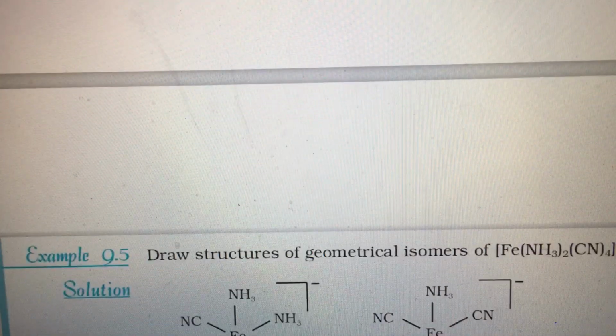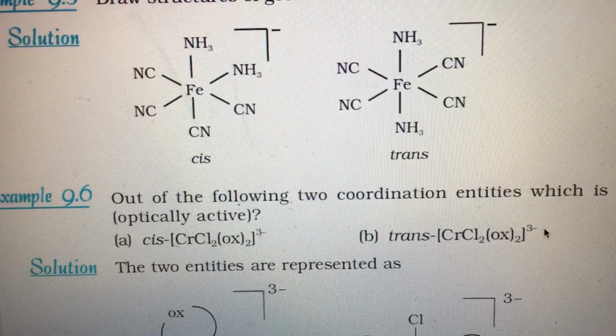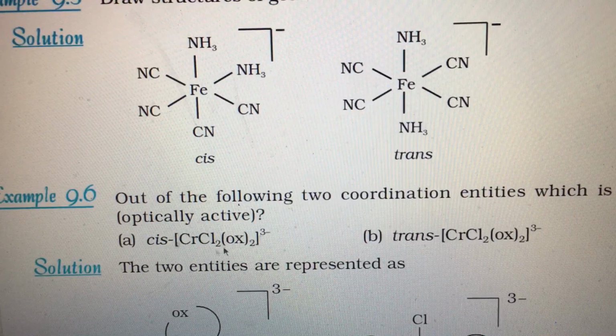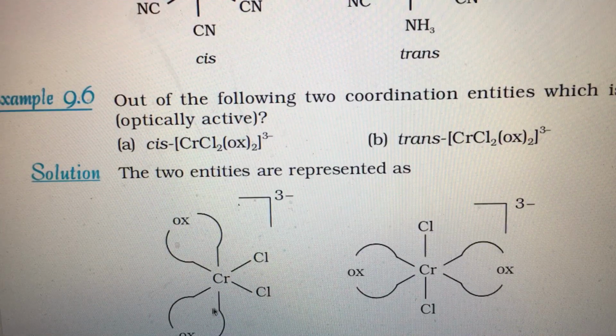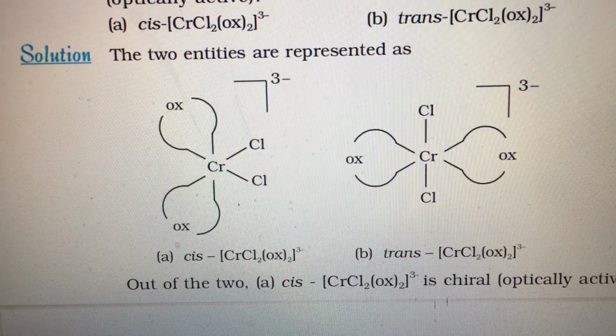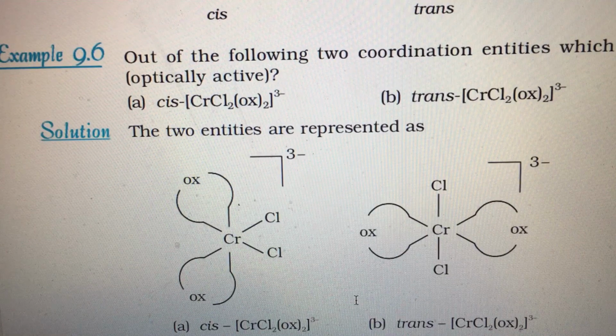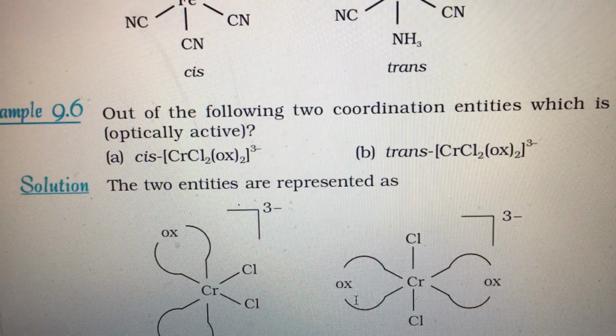Next, I gave a textbook question: draw the structures of geometrical isomers of [Fe(NH3)2(CN)4]-, M(a2)b4 type. You can think the same thing, right? Out of the following 2 coordination entities, which is chiral, optically active? You know, as a rule, cis isomers are optically active in M(AA)2X2 type. It's also obvious. Again, the same mistake: this is cis, they have not given its image, it is trans. Out of the 2, cis is chiral. That is very important. So this is a quick note on the stereoisomerism as seen in coordination compounds as far as the 12th class portion is concerned.